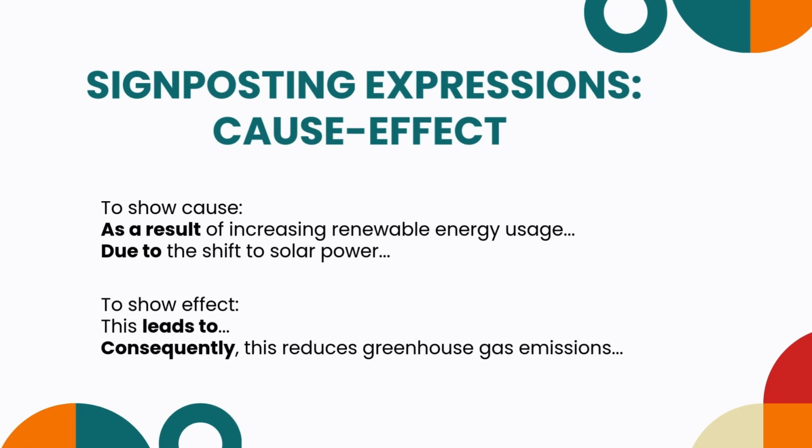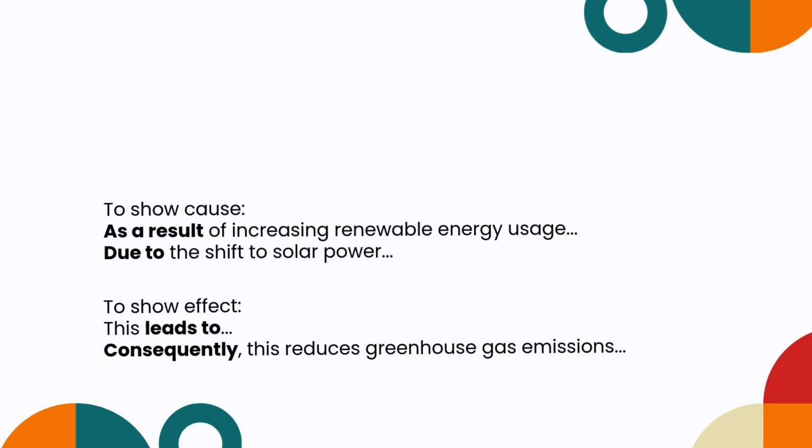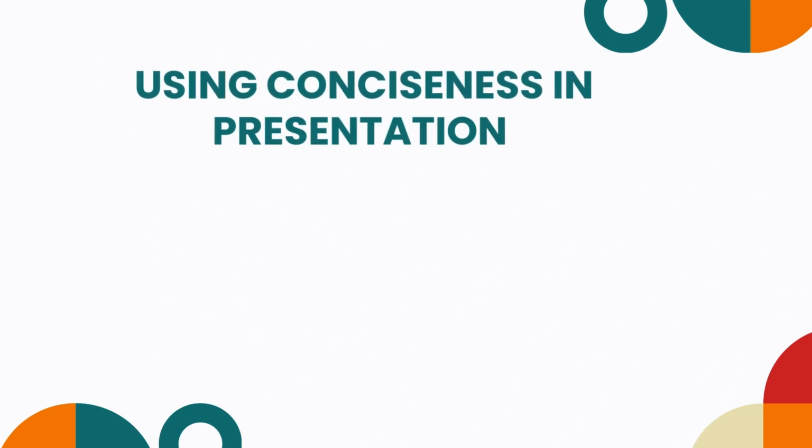To show effect: "This leads to," or "consequently, this reduces greenhouse gas emissions." This leads to, consequently, are examples of signposting expressions to show effects. With all these signposting expressions, Ali helps his audience follow his argument and understand the structure of his presentation. Using conciseness in presentation: Ali should now focus on conciseness.